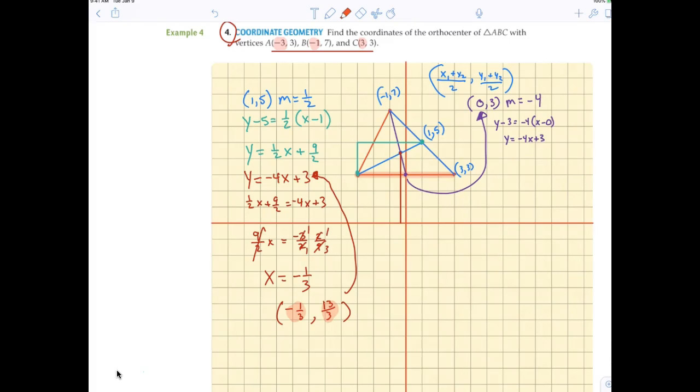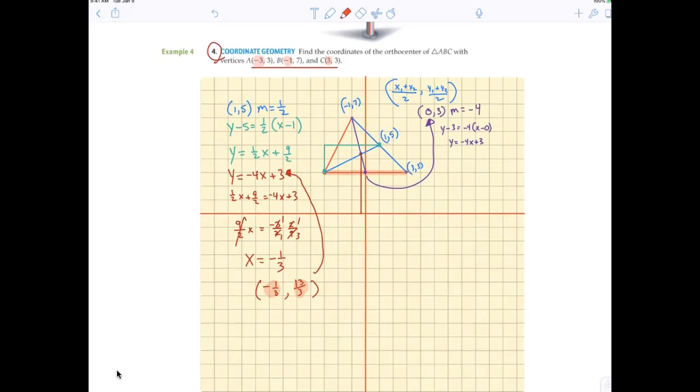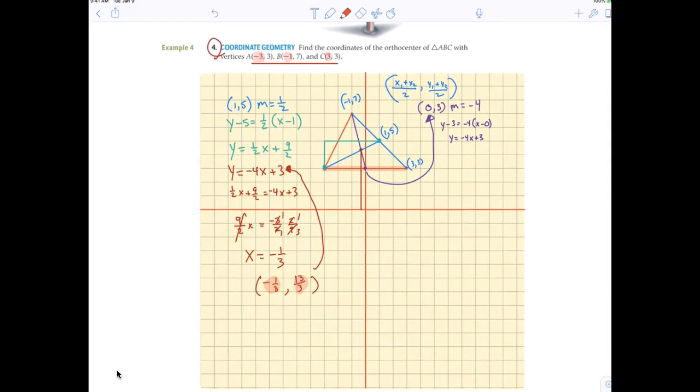Now what I'm going to do is find the orthocenter. I'm now going to find the orthocenter. Same kind of technique, same technique. Got to write the equation of the lines.